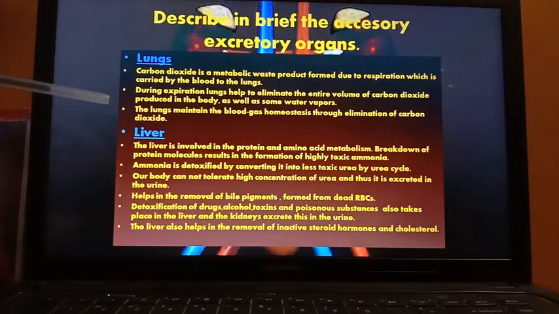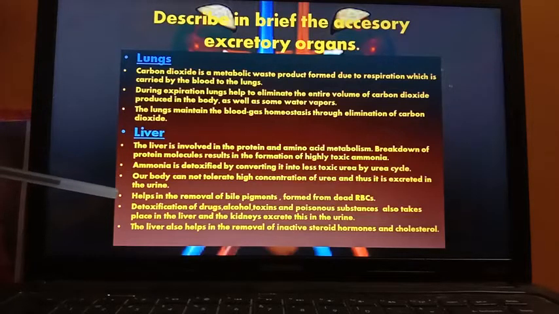Blood gas homeostasis I have already discussed in the previous videos. You can follow that. Next is liver. The liver is involved in the protein and amino acid metabolism. Breakdown of protein molecules results in the formation of highly toxic ammonia. Ammonia is detoxified by converting it into less toxic urea by the urea cycle. Urea cycle also I have discussed in the video. Our body cannot tolerate high concentration of urea and thus it is excreted in the urine.